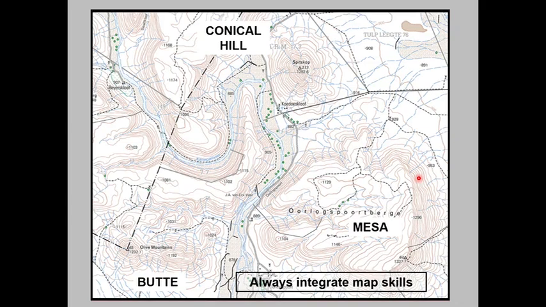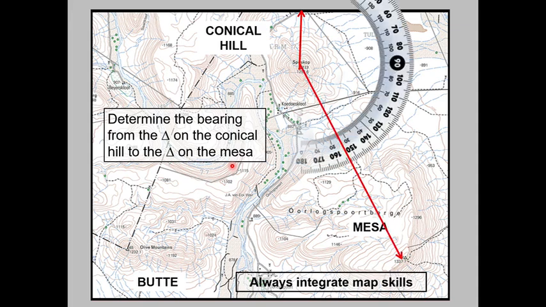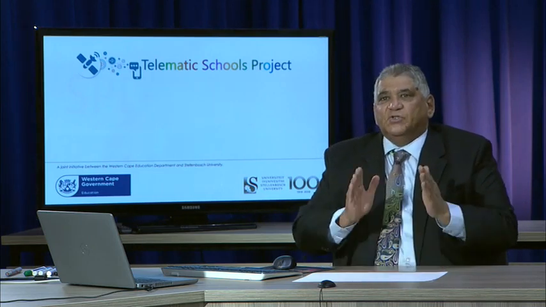Now, have a look at this. What we've got here is determine the bearing from the trig station on the conical hill to the mesa. Now, let's have a look at this. Remember, bearing is very important. You must be able to do that. Let's have a look. What must be done? Here we've got our north line. That would be the bearing, and all you need to do, you protect them, and you measure it, and you'll get 154 degrees.